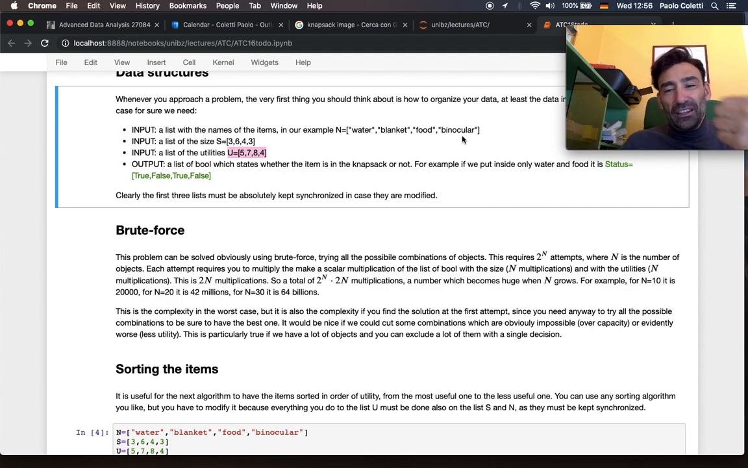Okay, you can take nothing. That's this one. Okay, only the water, only the blanket, only the food, only the binocular.